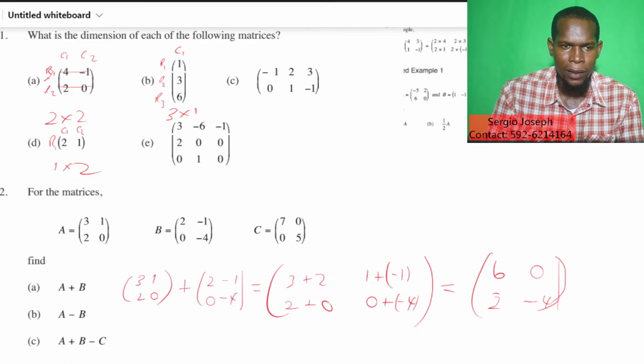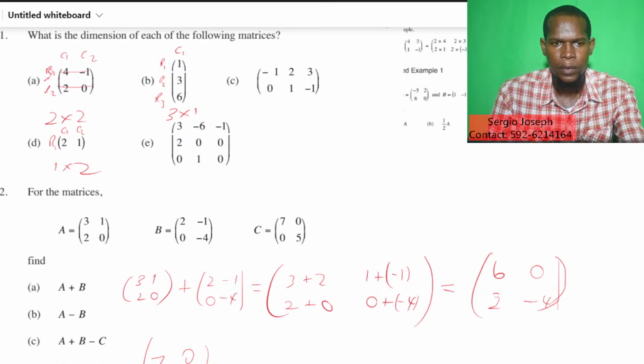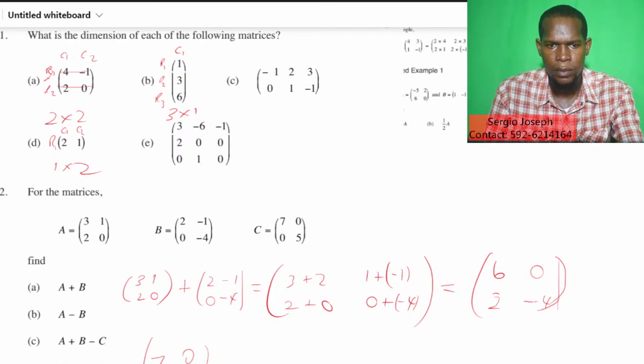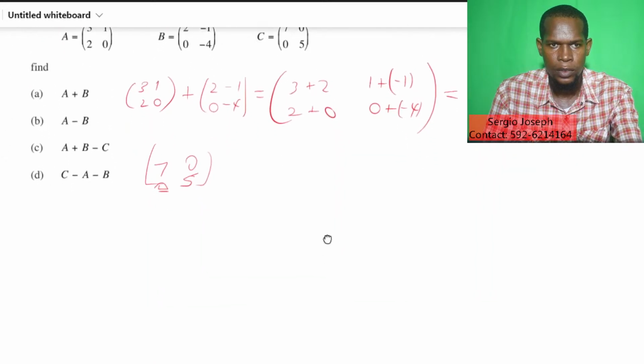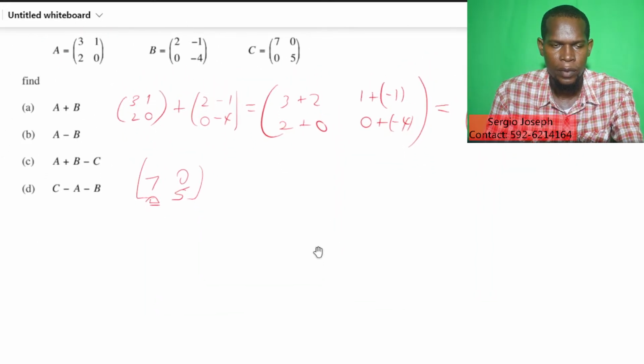Let's try one that is a little long and complex, it seems. So we have 7, 0, 0, space there, 0, 5. And let's scroll up a little so I can be comfortable.